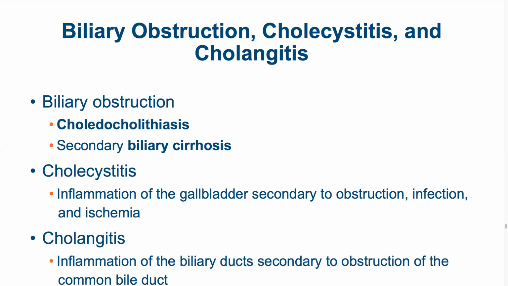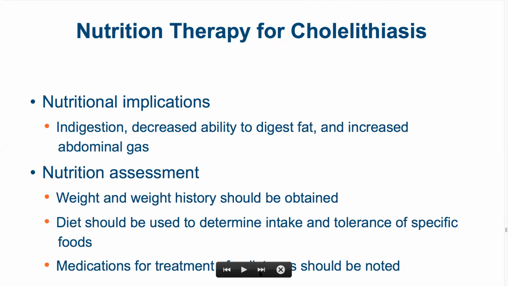Inflammation of the gallbladder. Cholecystitis generally develops secondary to obstruction, infection, and ischemia of the gallbladder. This condition can be acute or chronic. Nutrition implications: indigestion, decreased ability to digest fat, and increased abdominal gas.